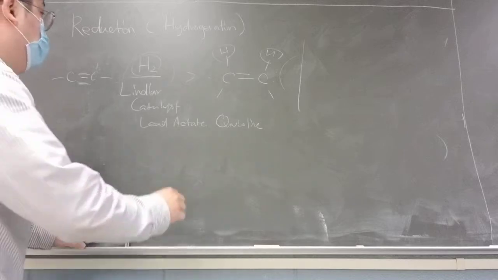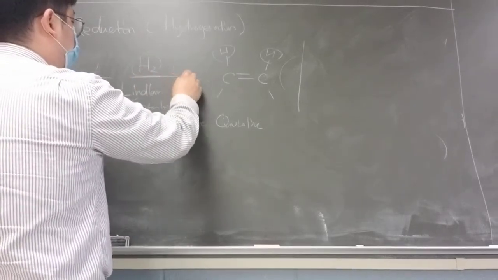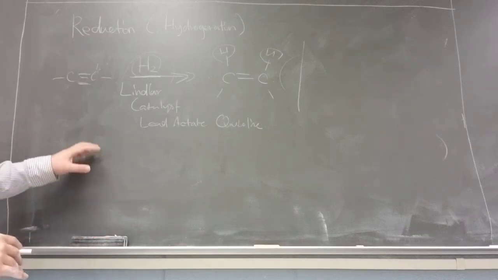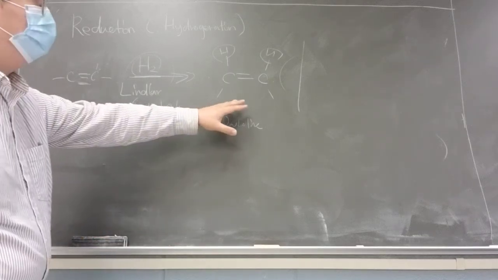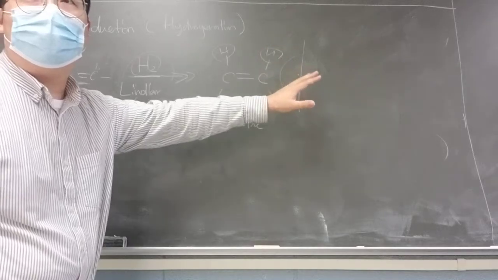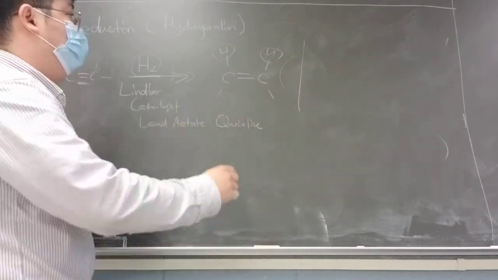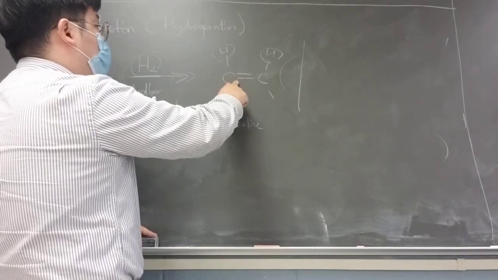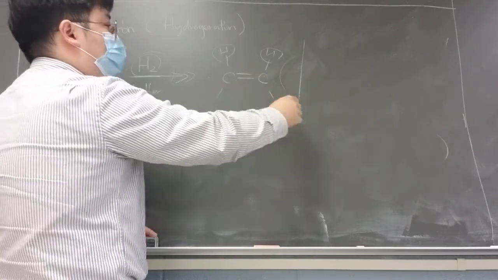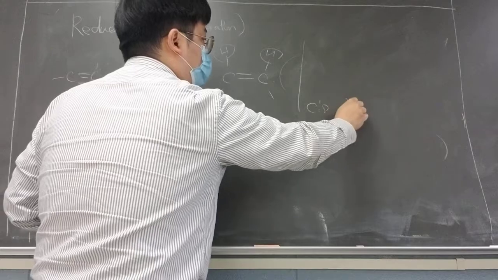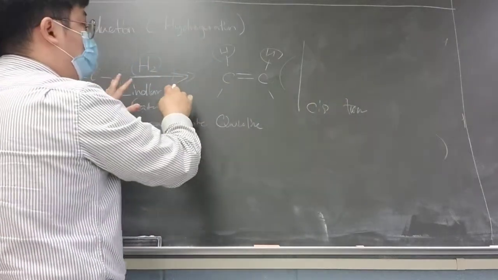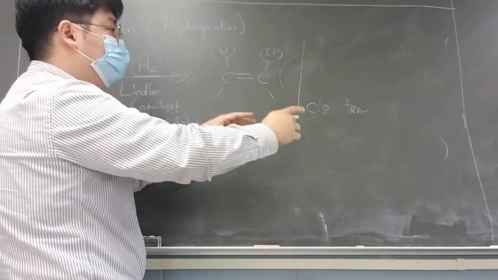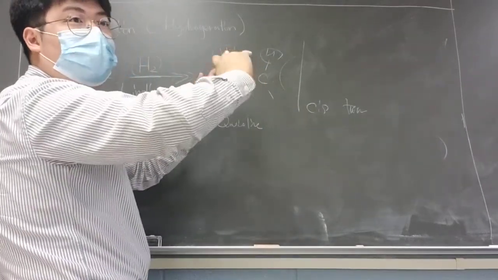Good. Only one thing I want you to remember: it stops at the alkene form. It doesn't go further to alkane. That means you need to know there should be a double bond. So you should know whether it is cis or trans, right? Whenever it has a double bond, you need to know if it's cis or trans, because a double bond cannot rotate.